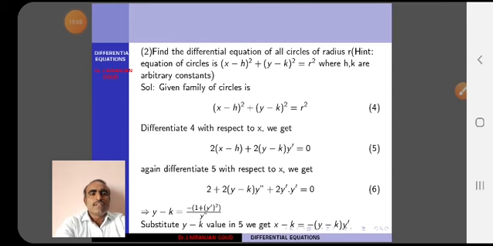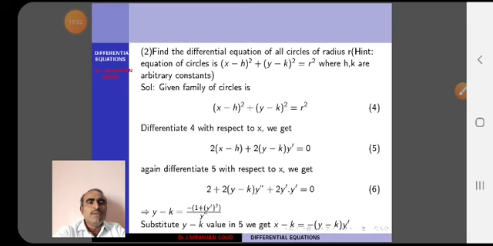Again differentiate this equation 5 with respect to x. We get 2 into the derivative of x minus h, which is 1, so 2 plus 2 into y minus k into y dash. There are two functions, so apply the UV formula: 2 plus 2 into y minus k, derivative of y dash is y double dash, plus 2y dash into the derivative of y minus k, which is y dash, is equal to 0. From this equation, find the y minus k value. After cancellation of 2, you will get y minus k is equal to minus of 1 plus y dash whole square by y double dash.